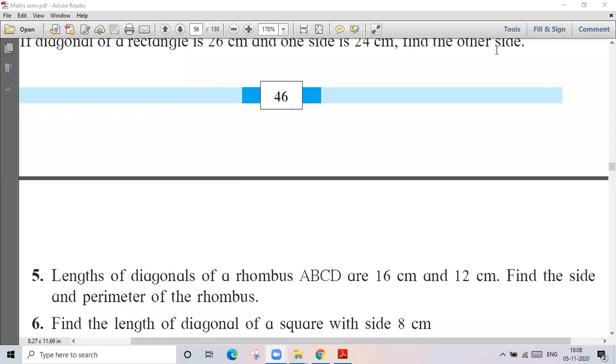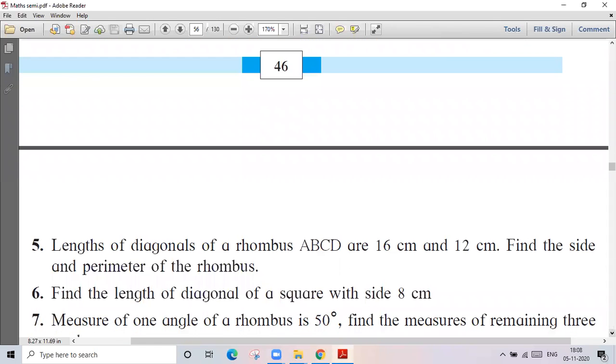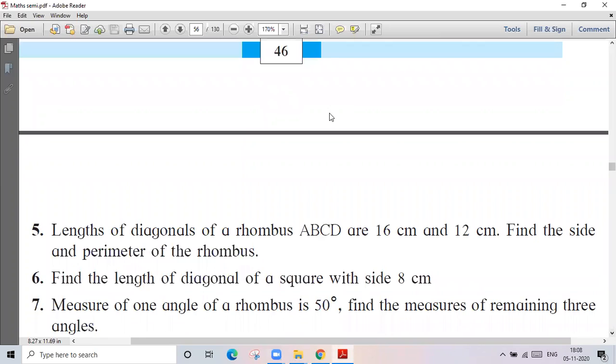Okay guys, so last question we'll see, question number 7 here. The measure of one angle of a rhombus is 50 degree. Find the measure of the remaining 3 angles.